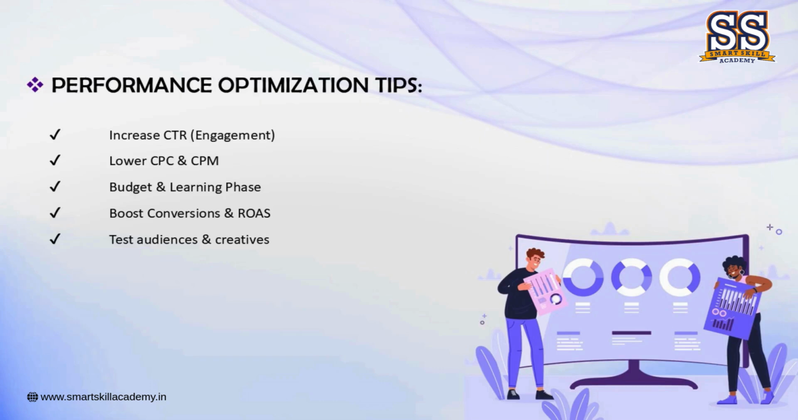Simultaneously, you should work on lowering your CPC and CPM costs by improving your ad relevance and quality scores, which allows you to reach more people for every dollar spent. It is also critical to manage your budget strategically during the learning phase of an algorithm. Avoid making frequent, drastic changes during this period to allow the platform's AI to identify the most effective way to deliver your ads. Ultimately, the goal is to boost conversions and maximize your return on ad spend, or ROAS, ensuring that your marketing efforts are generating tangible revenue rather than just vanity metrics.